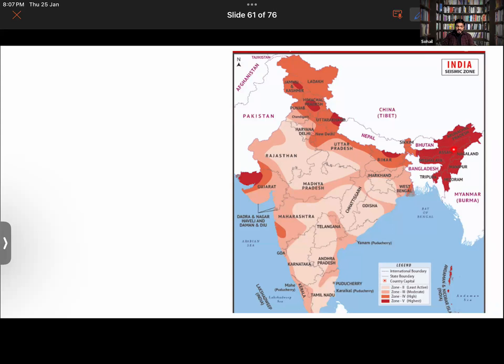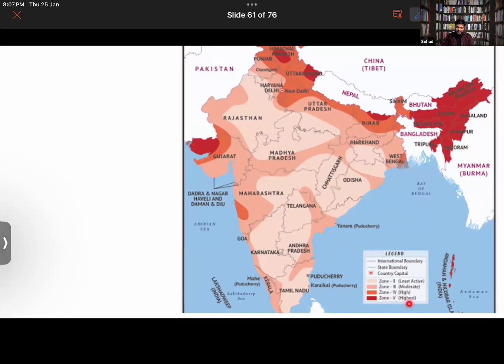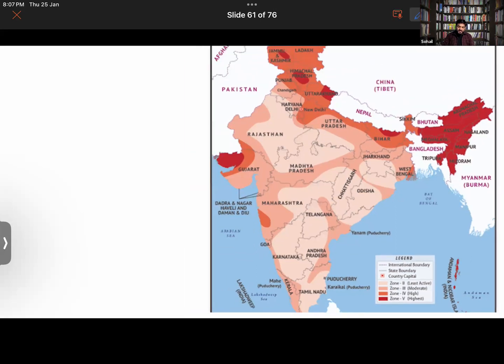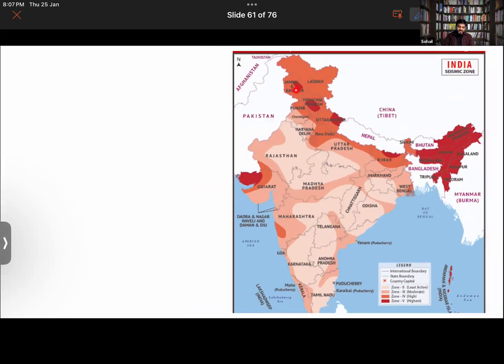So in India, the areas which are most threatened by earthquake are as follows. You have the northeast, which you can see here, they lie in zone 5, where the highest amount of seismic activity is observed. Then look at the Kashmir area. This one is also highlighted with red color, right? Then look at parts of Rajasthan, parts of Gujarat, and Uttarakhand also, Himachal Pradesh also.